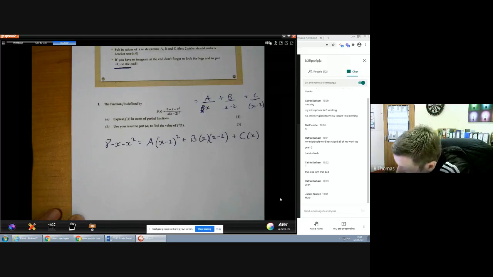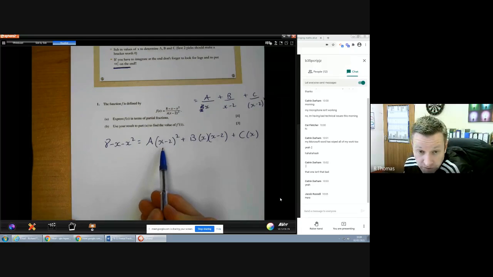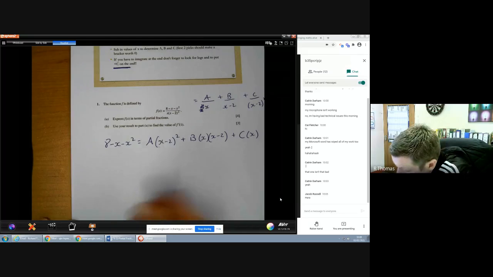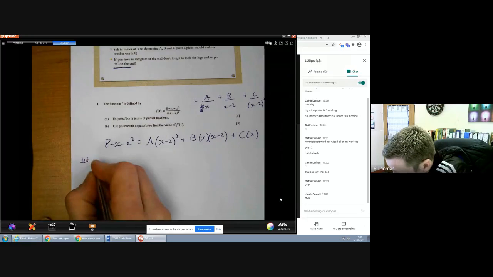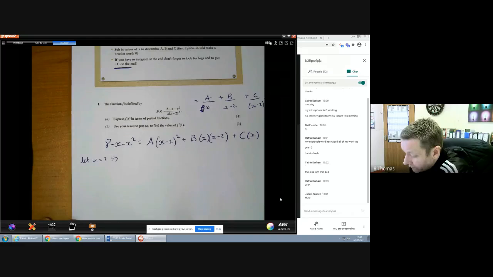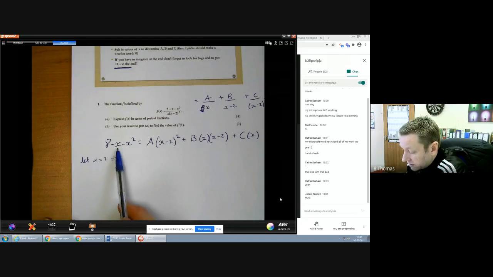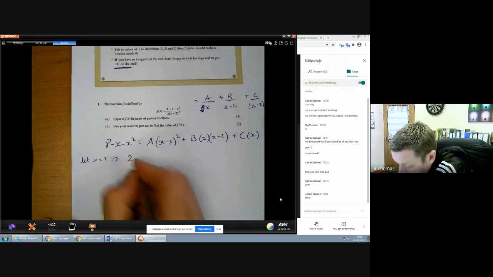Okay, right. So let's pick this one first. Obviously, if I put x equal to 2, this is going to be 0. So there's my first pick. So let the examiner know, let x equal 2. So 8 minus 2 squared, 8 minus 4 is... sorry, 8 minus 2 is 6. 6 minus 2 squared, 6 minus 4 is 2. So I've got 2 there.